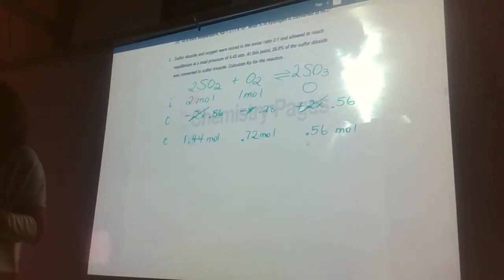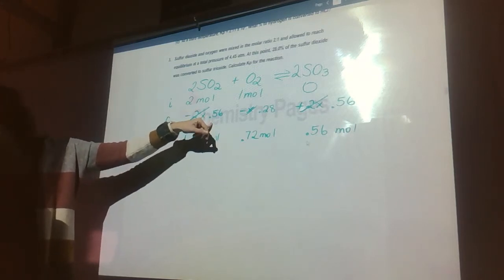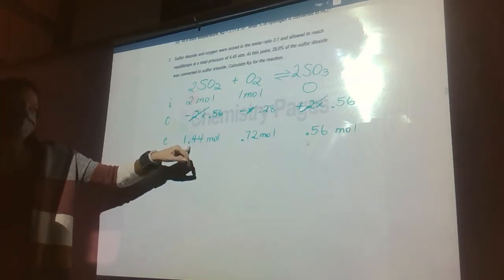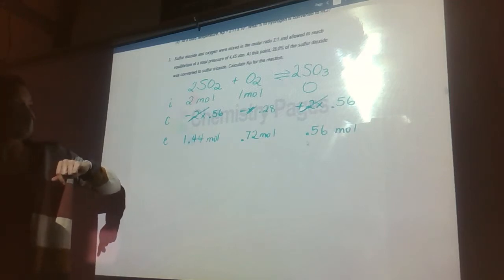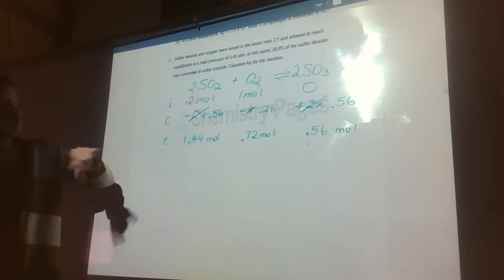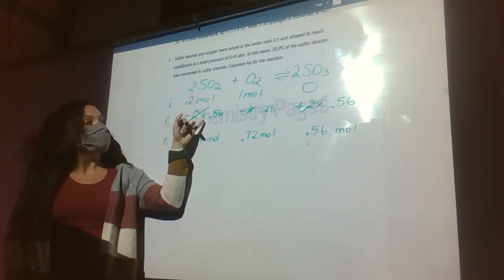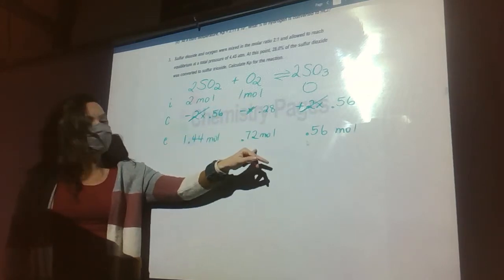So once you find the 0.72 moles and the 0.56, you add them together to get 1.4? Nope, I took 2 minus 0.56 because 28% of it was converted. So this is 72%. How did you get the 0.72? Because this is 2x, 0.56 is 2x. So x would be 0.28, and 1 minus 0.28 is 0.72.